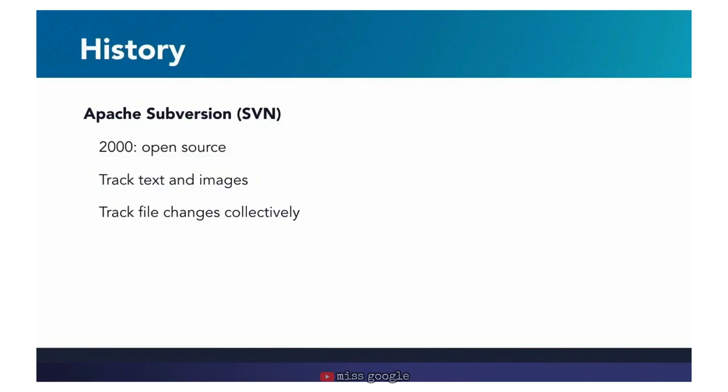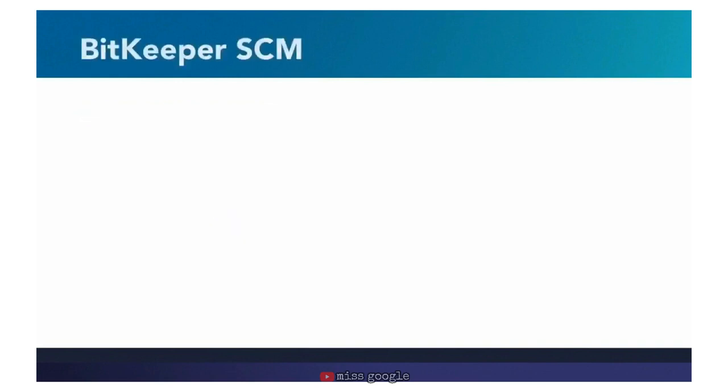Now, SVN stayed the most popular version control system for a very long time. In fact, until Git came out. But there's one other version control system that I want us to look at that comes in between, and that's BitKeeper SCM. It was a closed source proprietary source code management tool. That means that a company owned it and sold it the same way that Adobe sells Photoshop or Microsoft sells Word.